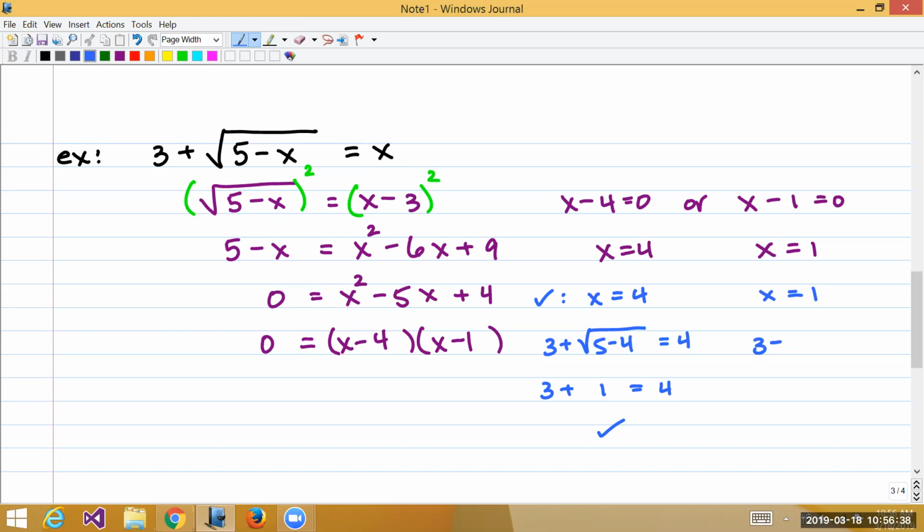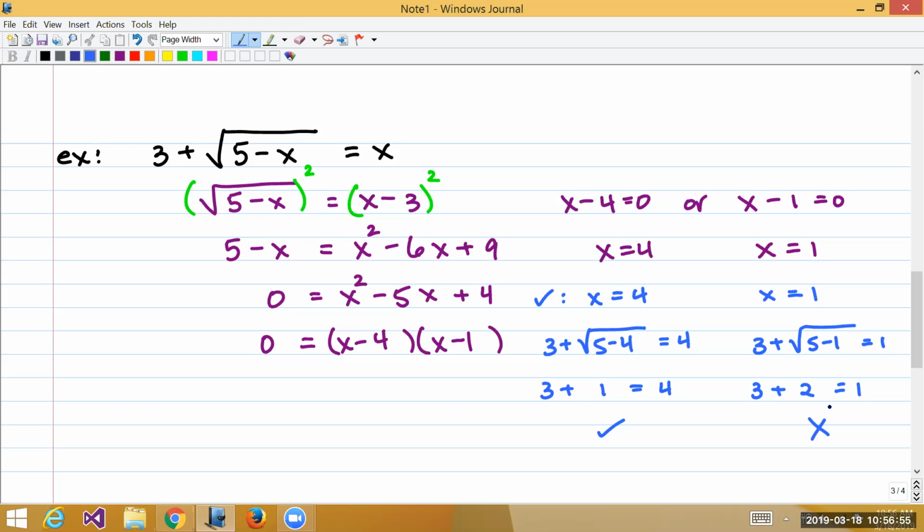So that'll be 3 plus the square root of 5 minus 1 equals 1. 3 plus, well, 5 minus 1 is 4. The square root of 4 is 2. 3 plus 2 equals 1. Is that true? That's not true.